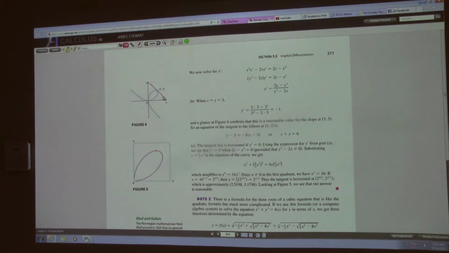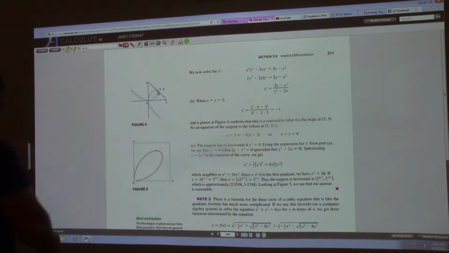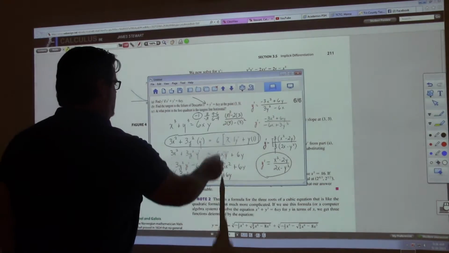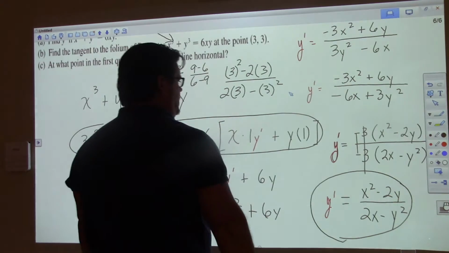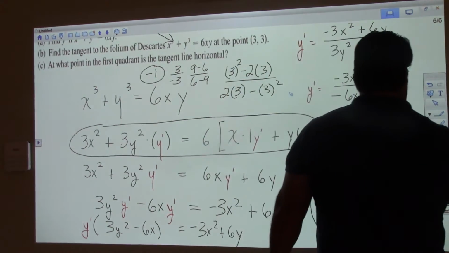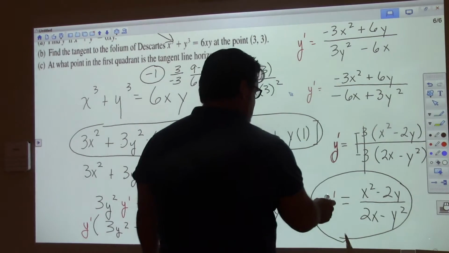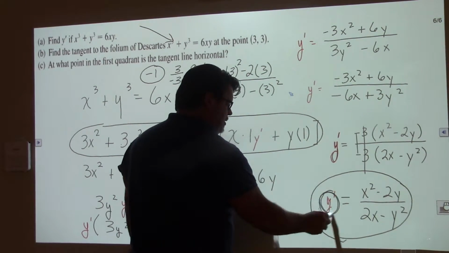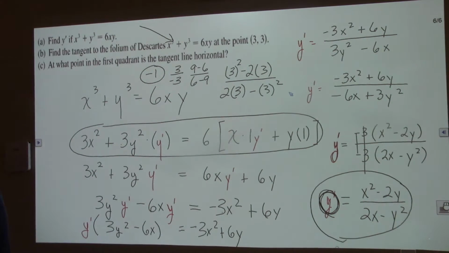So horizontal would be y is equal to what? You'd have to think, then y prime is going to be equal to 0, right? The tangent is equal to 0, so that means we're going to take this guy and set it equal to 0. Well, I'll do the first step.